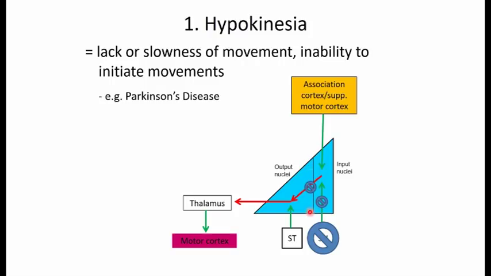And so the output nuclei, or the globus pallidus, will continue to inhibit the motor cortex via the thalamus. So this is our analogy where the brakes are stuck on, which means that even though that person has an intention to move, they want to move in a particular way, the brakes are stuck on and their motor cortex is being inhibited. So Parkinson's disease patients generally have a slow or shuffling gait, and they may have problems initiating the first step when they want to start walking.